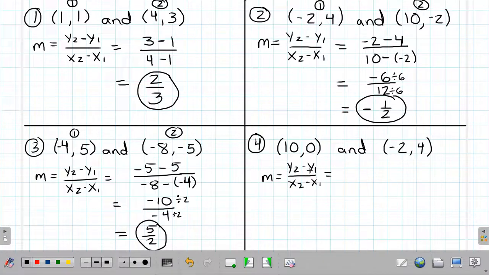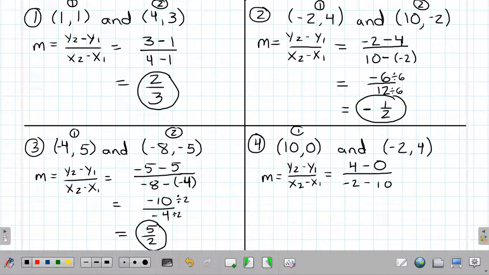What this y2 minus y1 is telling you is how far up or down you're going. This x2 minus x1 is telling you, from here to here, how far left or right you're going, okay? So, once again, y2 minus y1, 4 minus 0 over negative 2 minus 10.